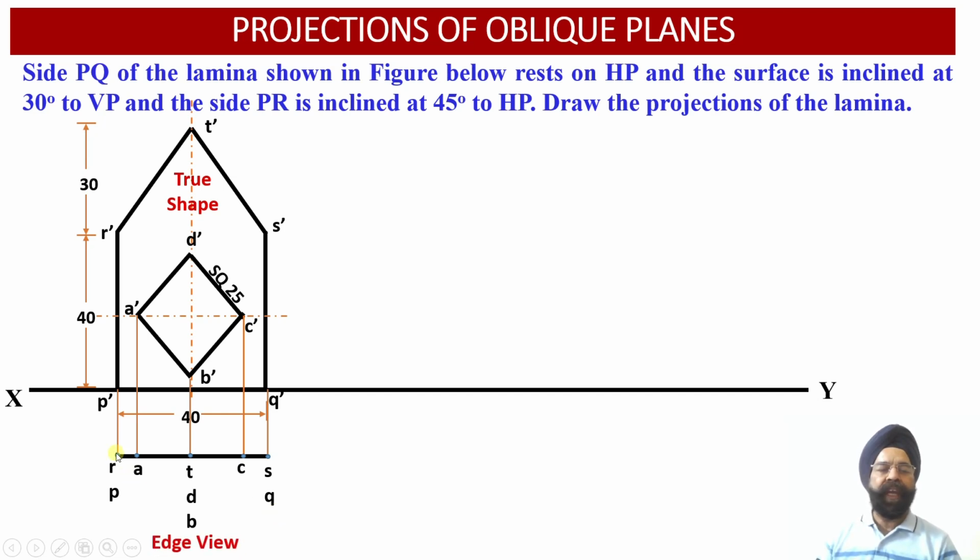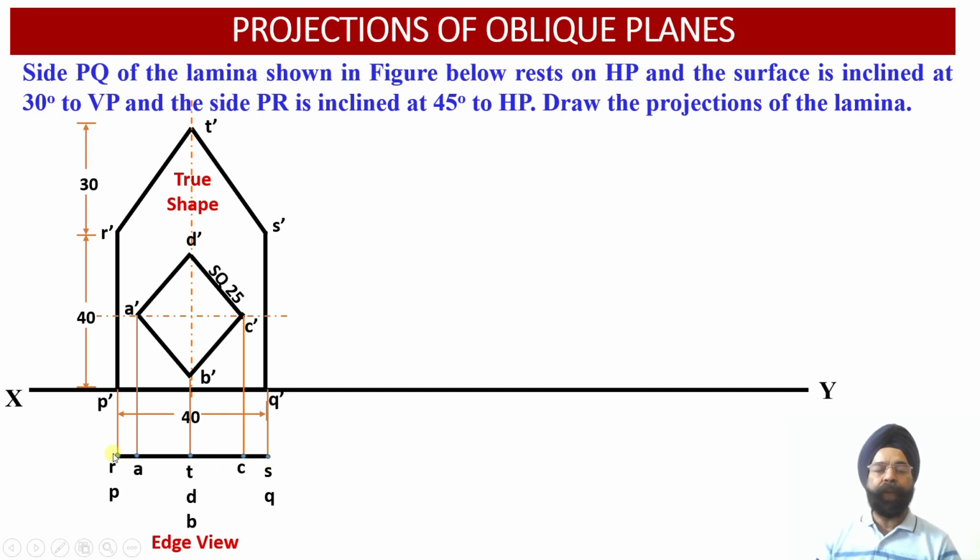So this way we have been able to obtain the edge view projections of this lamina onto the horizontal plane. And now, since the distance of this lamina from the vertical plane has not been defined, we can take any arbitrary distance to locate these edge view projections onto the horizontal plane. So this distance we have assumed to be any arbitrary distance. We can choose any suitable distance so that we can locate the top view projections of this lamina onto the horizontal plane below the XY reference line.